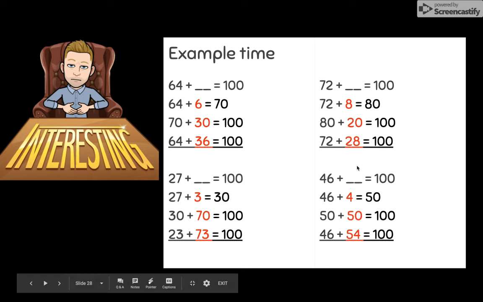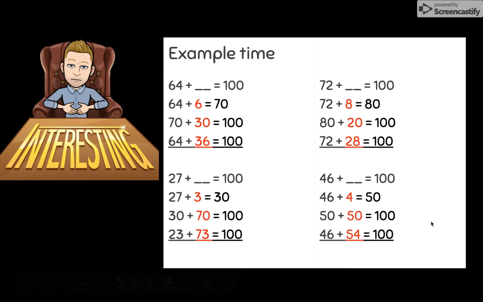Up the top here, last one, where the cursor is. 46 plus what equals 100? Again, I want to make a tidy number. 46 plus 4 equals 50. And then I need to add another 50 on to get to 100. So 50 plus 50 equals 100.